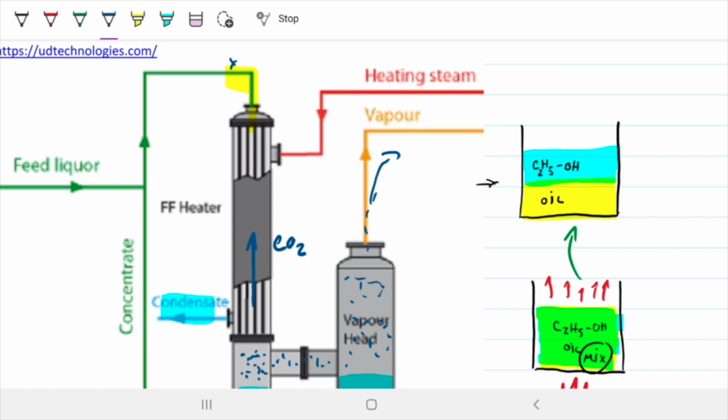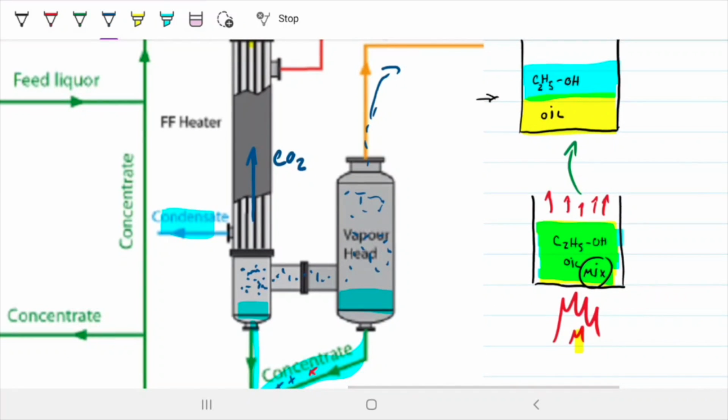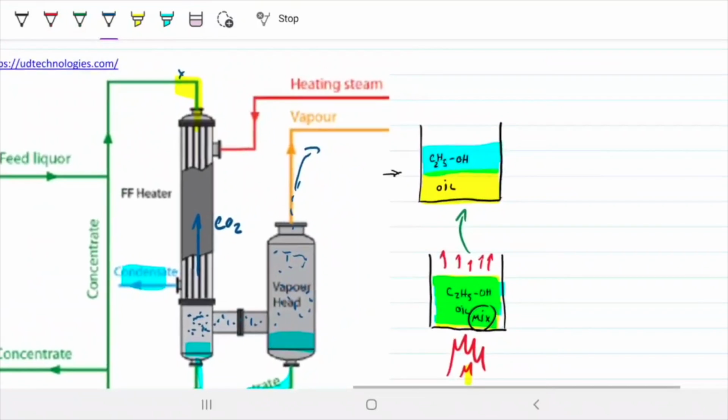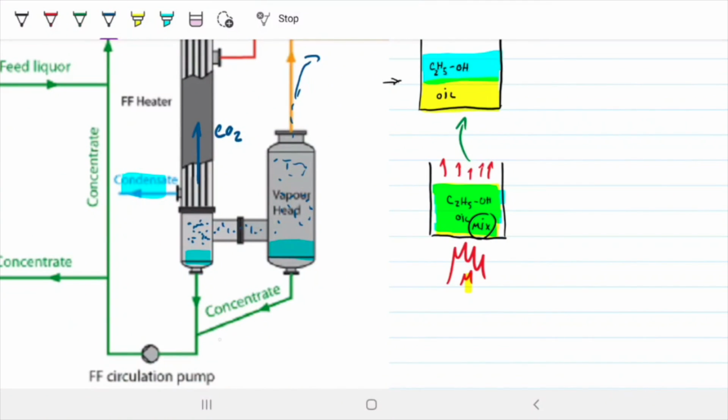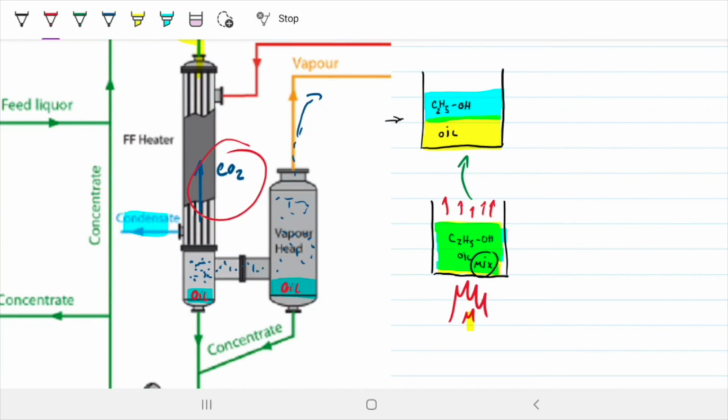And the idea is that this is going to heat up, and as it's heating up, the alcohol will go into vapor form, and the oil will not. So at the concentrate outlet here, we're going to have oil over here, and the thing that's mixing with CO2 is our alcohol. So we're going to have CO2 plus C2H6O.